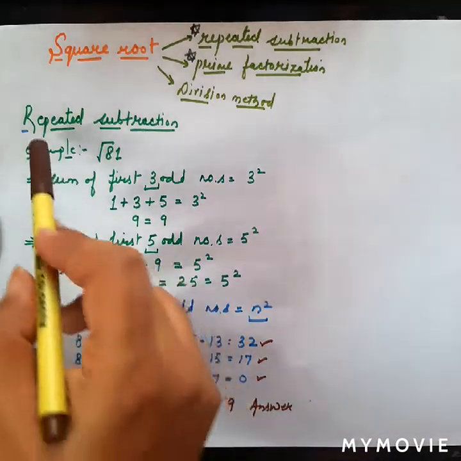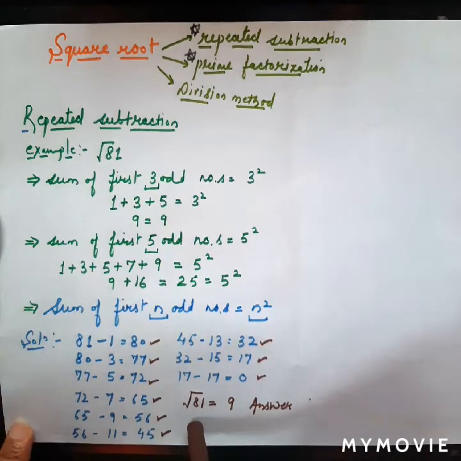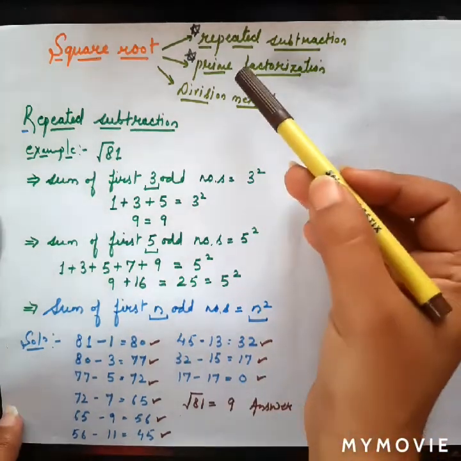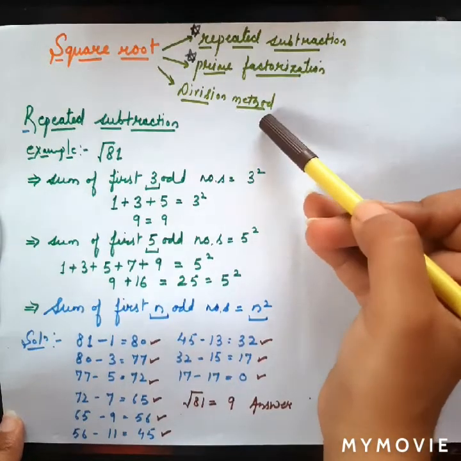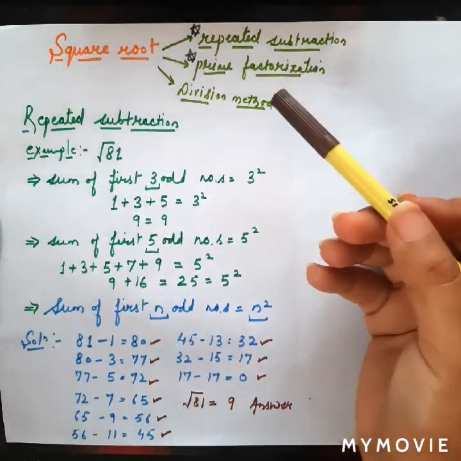What is the problem in this method is repeated subtraction. This is actually a very time consuming method, so that is why we usually avoid using this method in order to find the square root of numbers. So what we do is we simply go for the prime factorization method or the division method. Right now I will talk about the prime factorization method.